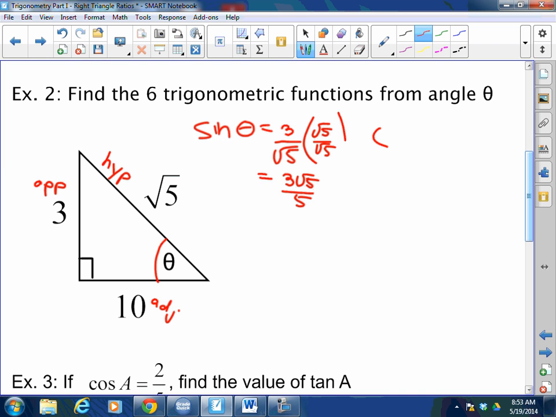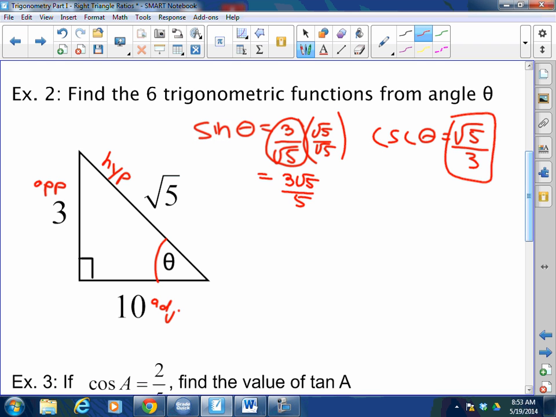What's the cosecant, though, of theta? Square root of 5 over 3, right? It's the hypotenuse over the opposite. You do not have to rationalize there, because it's in the numerator. 3 over square root of 5, what is the reciprocal of that? Square root of 5 over 3. But whenever you have a radical in the denominator, you must rationalize.